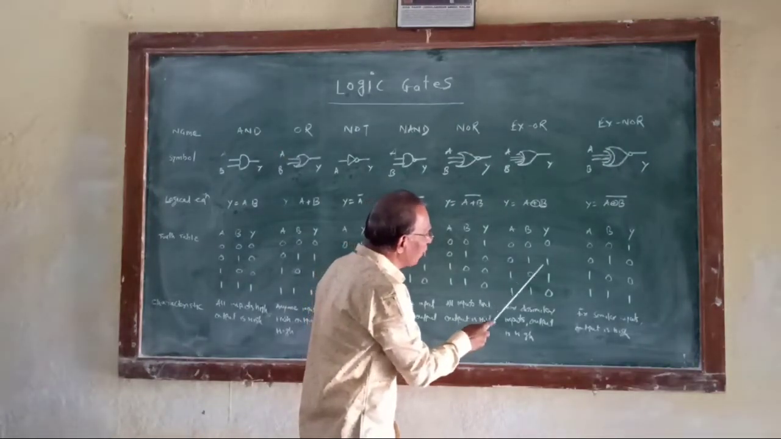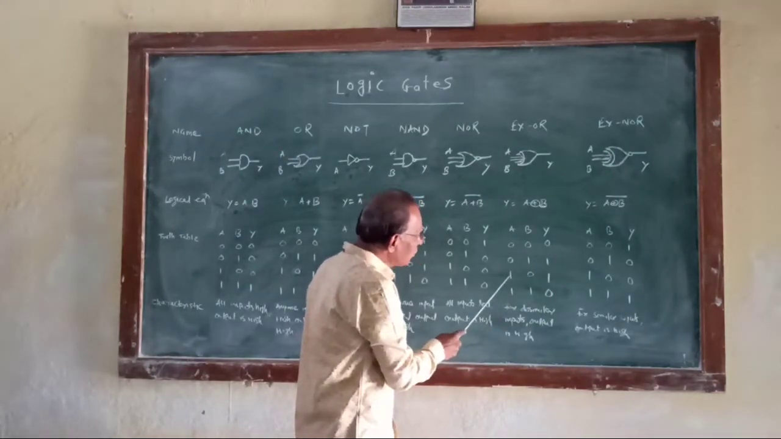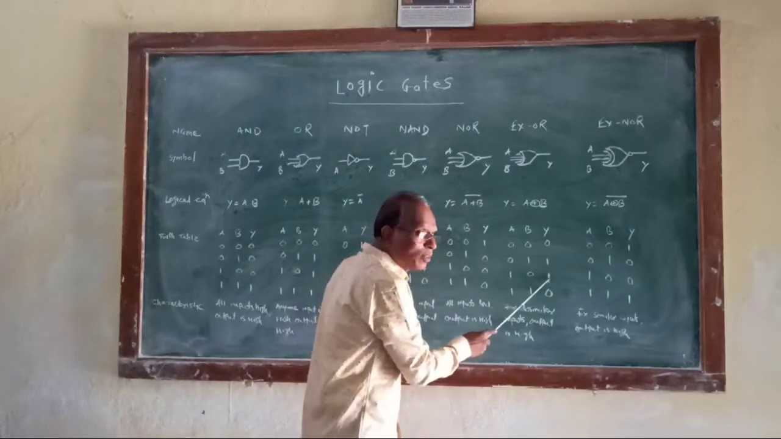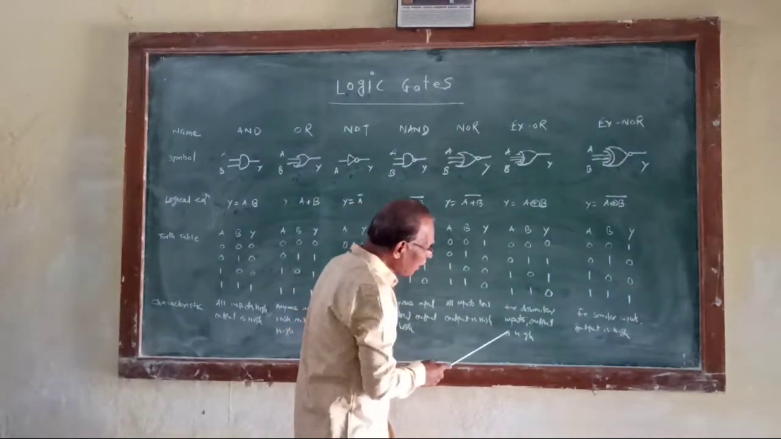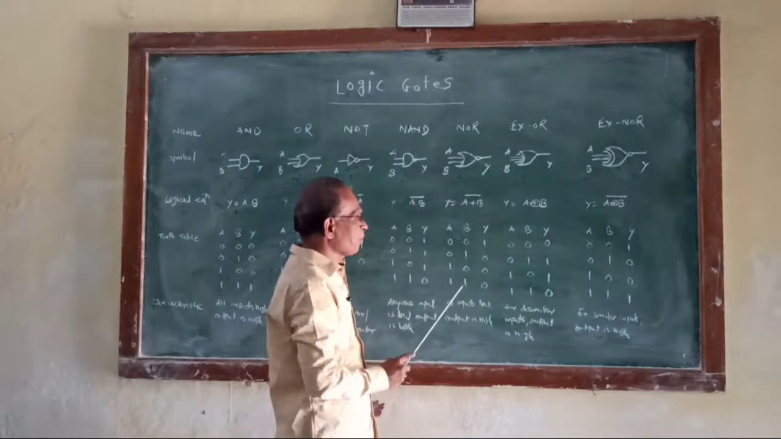So here you can see there are dissimilar inputs. A is 0, B is 1, at that time Y is 1. A is 1, B is 0, at that time Y is equal to 1. So for dissimilar inputs, the output is high.